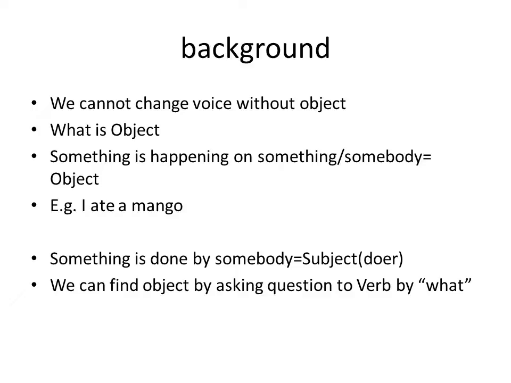Sorry, I was thinking about I write a letter and I eat a mango. These two sentences got mixed. So just see the sentence: I ate a mango. In this sentence, something is happening. The process of eating is happening on a mango. So it is called the object. In this sentence, a mango is an object.